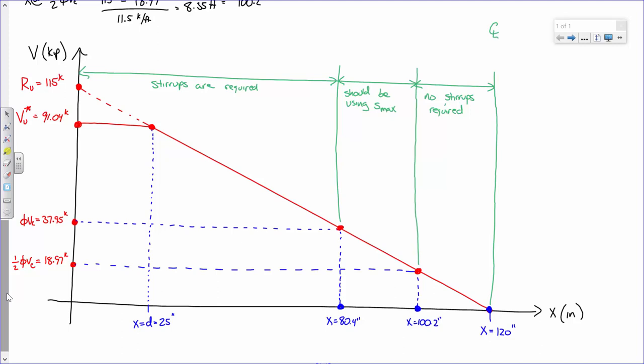This shear diagram and the construction of this shear diagram becomes more critical, but this is an easy problem. Problems with point loads and other load effects, you've got to pay attention to what you're doing. Is everybody good? All right, I'll give you a sec.